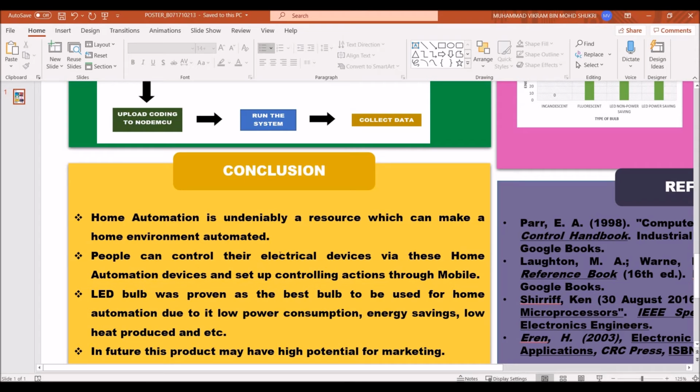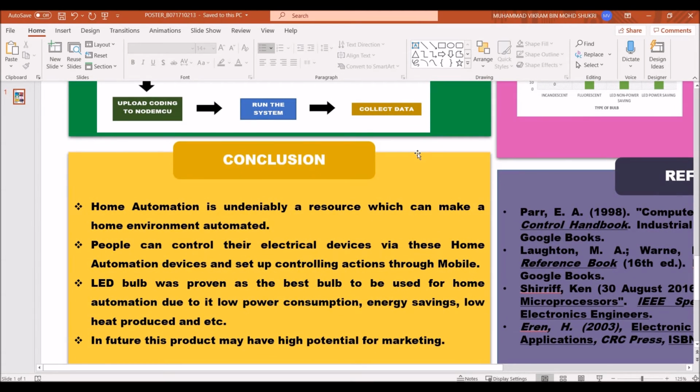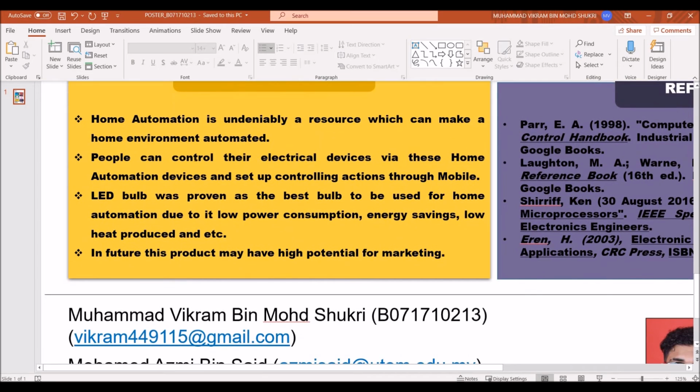People can control their electrical devices via these home automation devices and set up controlling actions through mobile. So they can control whatever happens in their house, assuming they have this device in their house. So assuming they have a door lock connected to this system, they can automatically lock the door no matter where they are, and they can even monitor the CCTV. There's a lot of opportunities here.